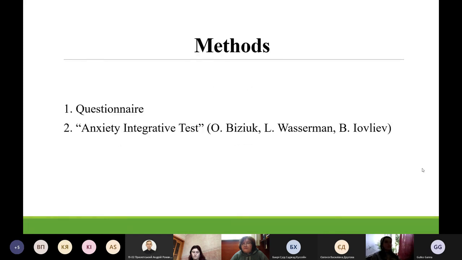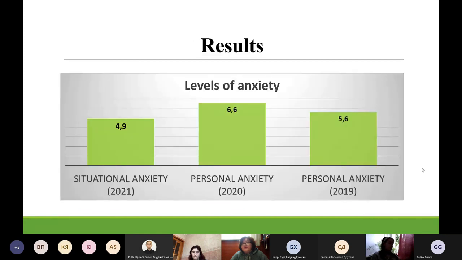In our research, we used a questionnaire and the anxiety integrative test method by Bezuk, Wasserman, and Devolev, which examines the level of manifestation of the main anxiety components, like emotional discomfort, asthenic and phobic components, anxious perspective assessment, and social protection, to which we added a third block, personal anxiety, before March 2020, so before the pandemic. And we have the main results of the study.